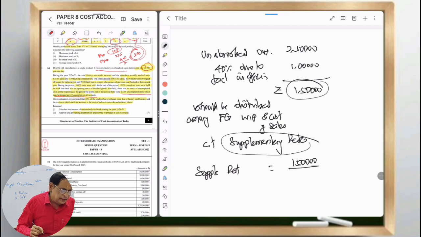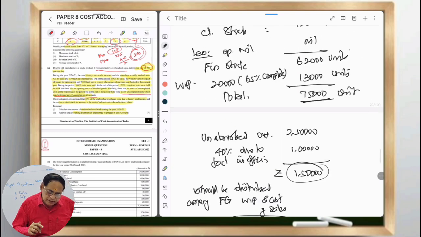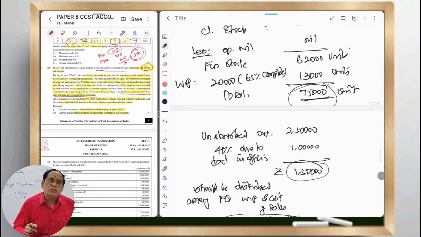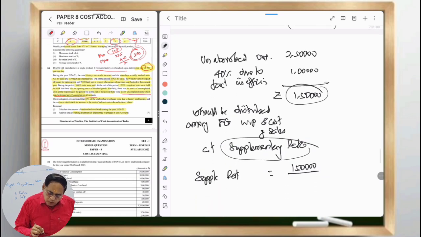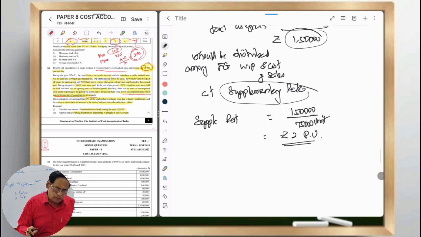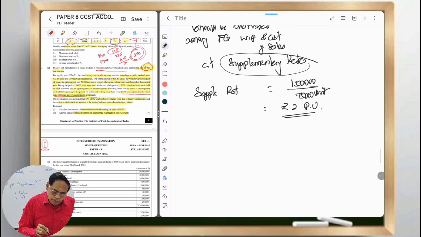1,50,000 divided by how many units actually? 75,000 units total production. So, 1,50,000 rupees for 75,000 units. So, it is rupees 2 per unit. So, we have to distribute, apportion it. Calculation of apportionment, like that you can write.